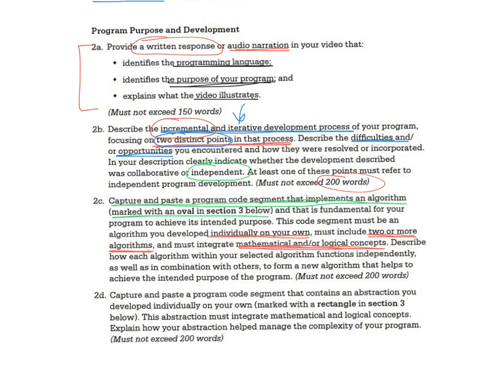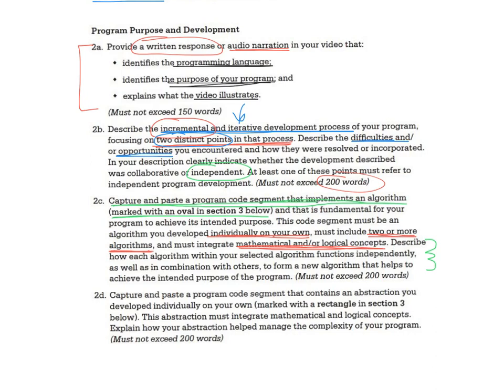So that's not bad. You increment a variable. You test to see if something's equal to or greater than. That's a logical concept where you would get a Boolean true or false. Anything like that, it's pretty easy to find something that includes one of those 2 things. Describe how each algorithm within your selected algorithm functions independently as well as in combination with others to form a new algorithm that helps to achieve the intended purpose of the program. So this piece, where you're finding sub-algorithms within your algorithm, we'll talk more about in the rubric, but as we read through, that's the trickiest part of this.